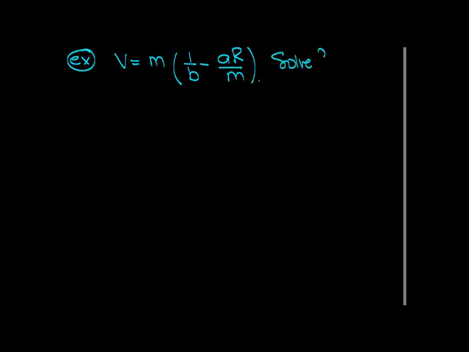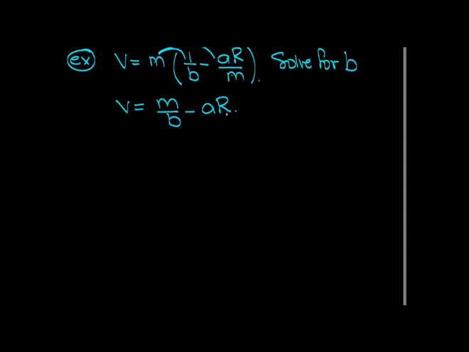Let's say that I have this one. I have v is equal to m times 1 over b minus ar over m. And I want to solve for b. Okay, so let's do that. The first thing I notice, whenever I'm solving, if I have parentheses, let's get rid of them. So we get v is equal to mb minus, when I distribute here, the m times this term, the m's will cancel, so you just get ar.